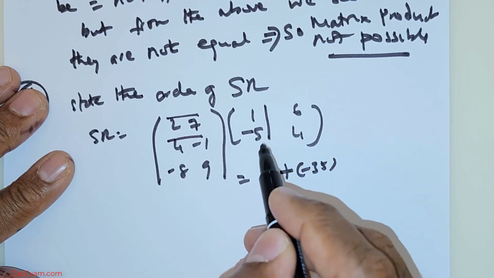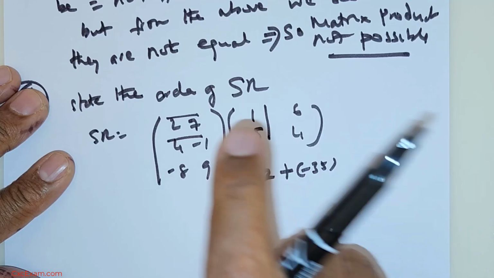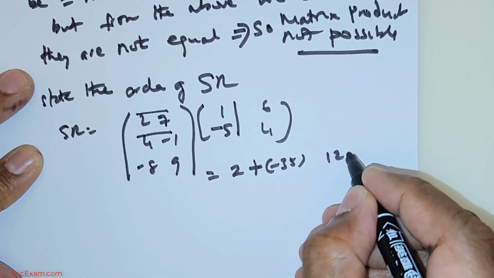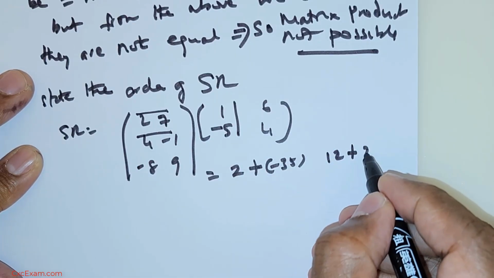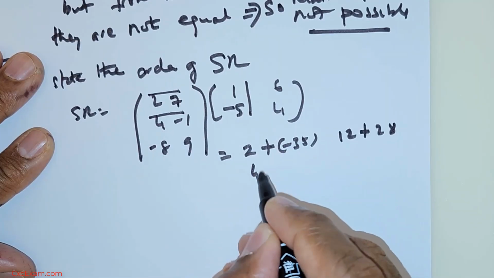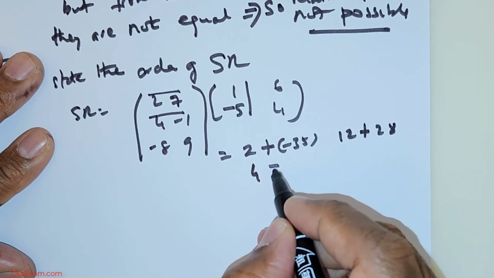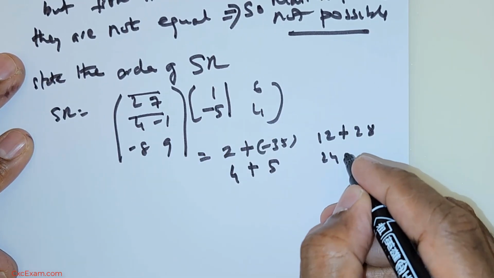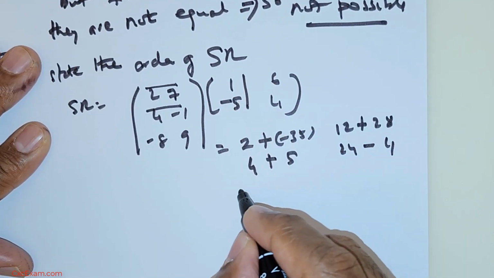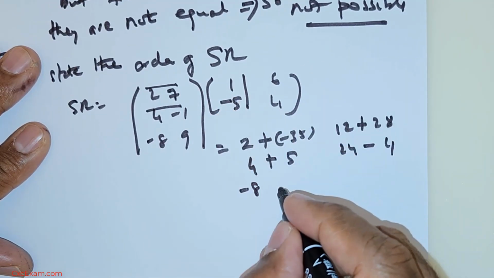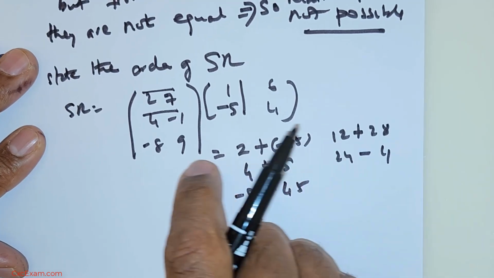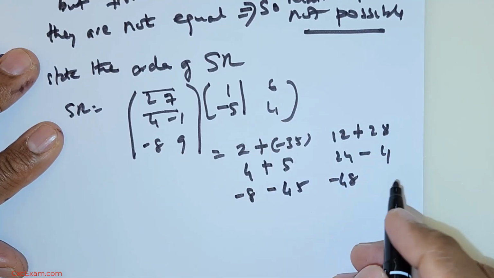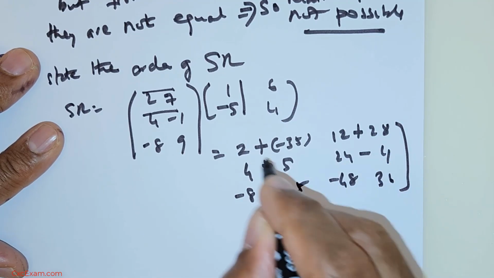So the row and the column. Now I will complete the next element also, this row and this column. So 2 sixes are 12, plus 7 fours are 28. 4 into 1, 4, negative 5, negative 1 into negative 5 is positive 5, negative 4 into 6 is 24, negative 1 into 4 is negative 4, negative 8 into 1, negative 8, and 9 into 5 with a negative sign is 45, and negative 8 into 6 is 48, 9 into 4 is 36. So this is what we are getting.